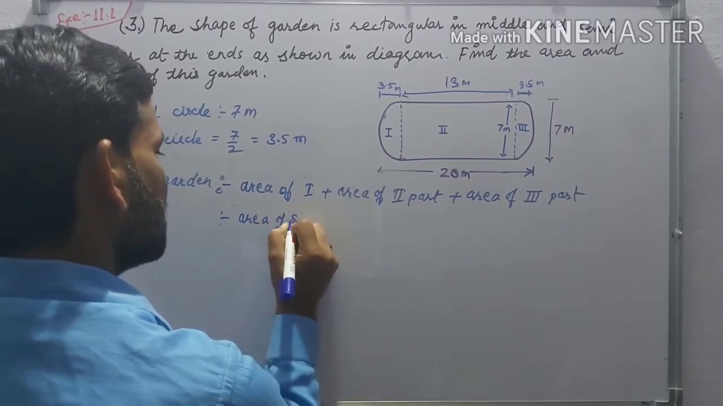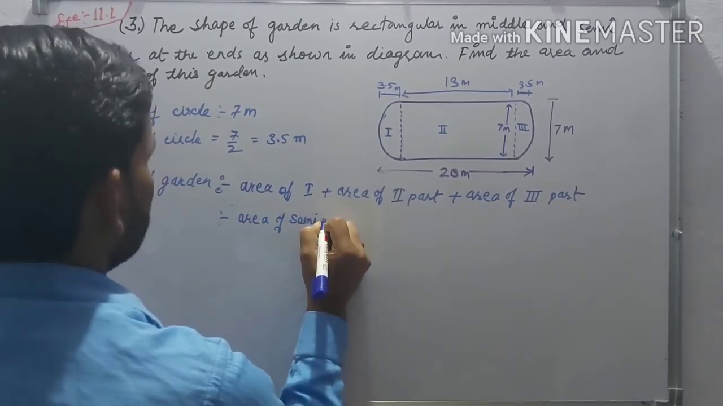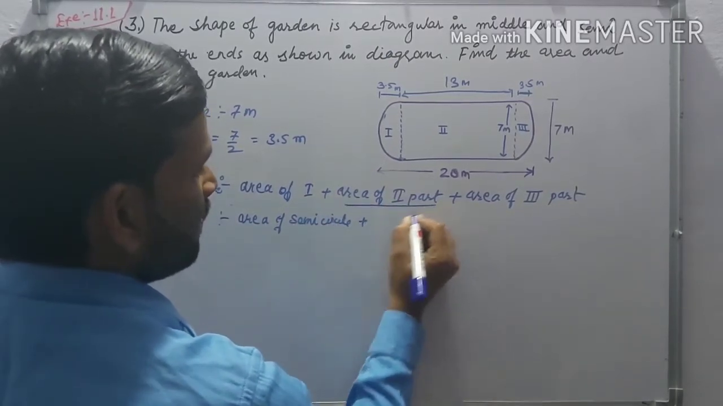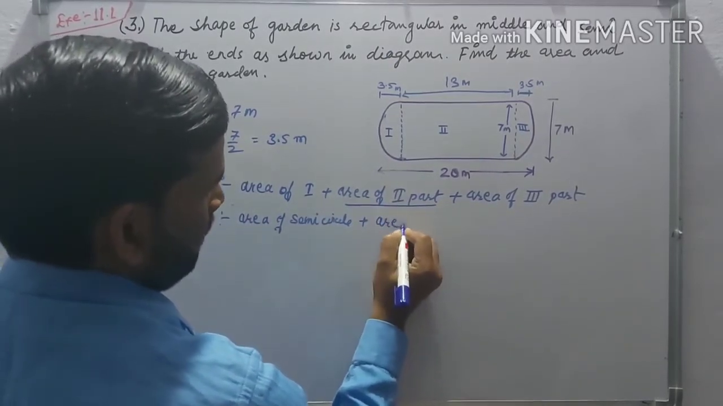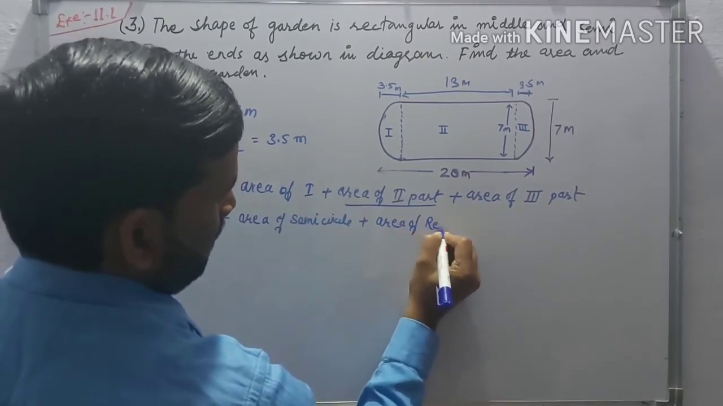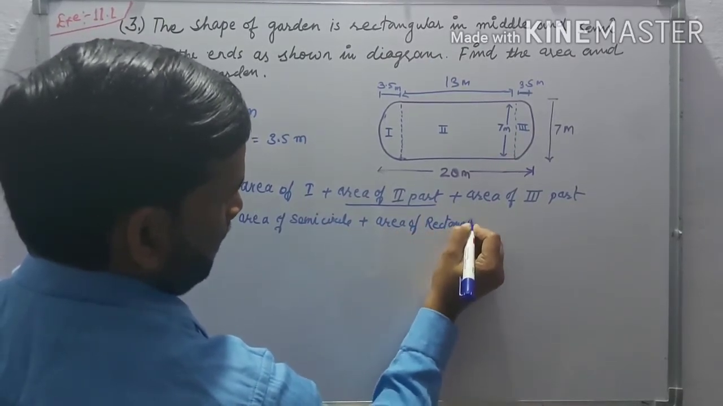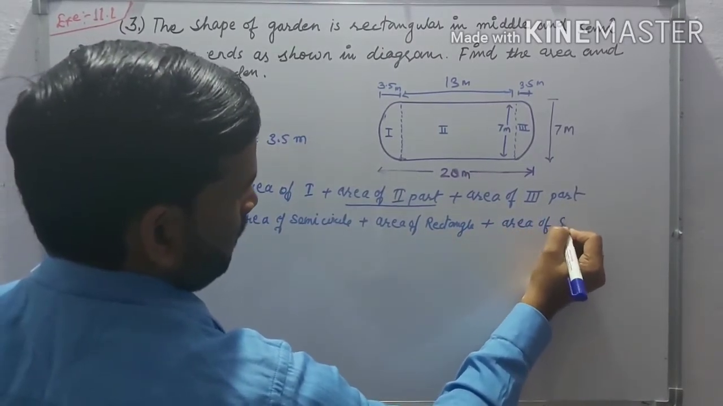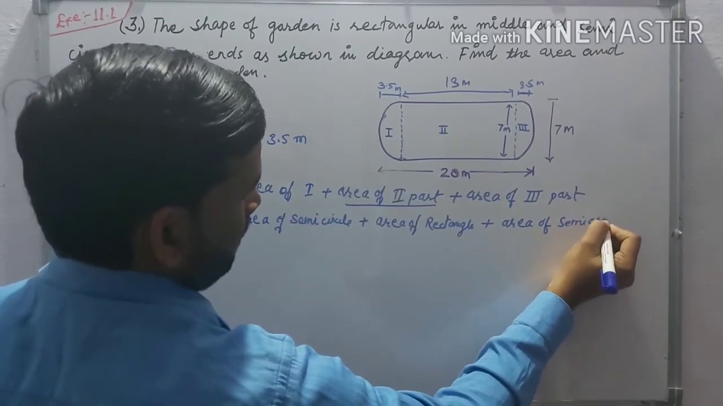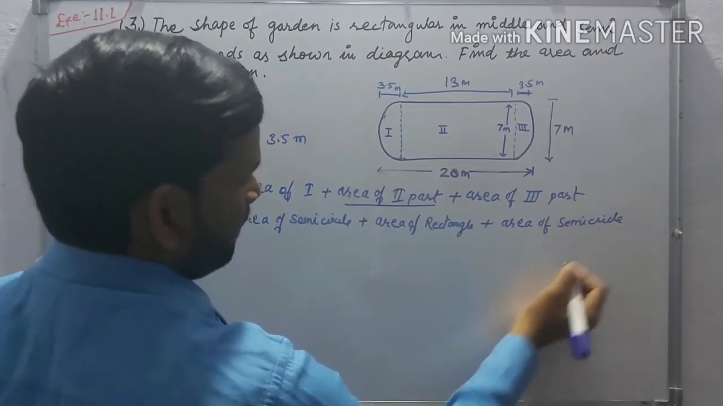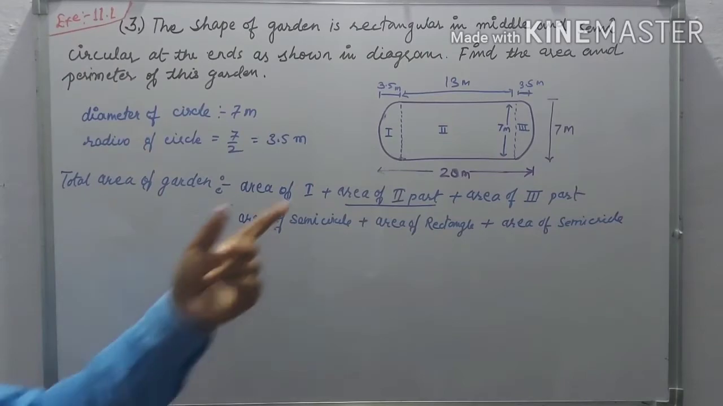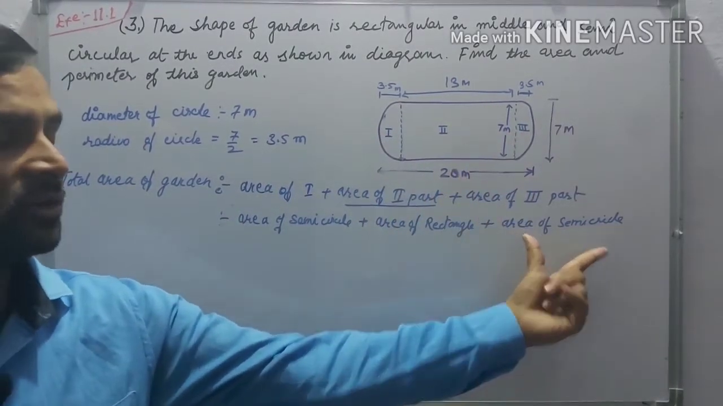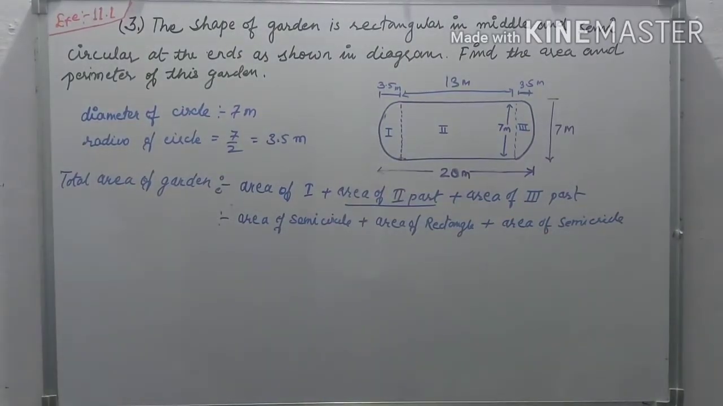Okay, the area of the first part is the area of a semicircle. The area of the second part is the area of the rectangle shape, and the third part is again the area of a semicircle. Okay, the first part is the area of the semicircle, the middle part is the area of the rectangle, and the third part is the area of the semicircle.